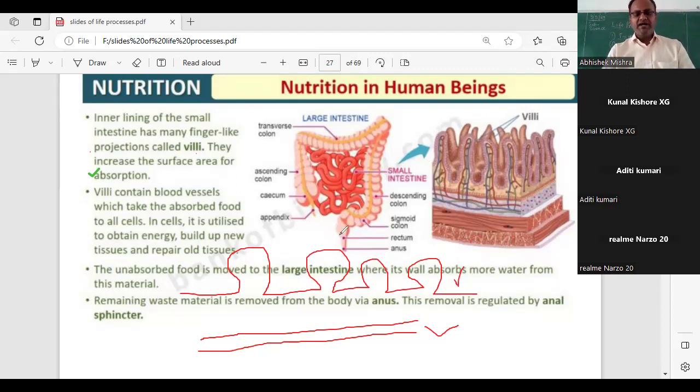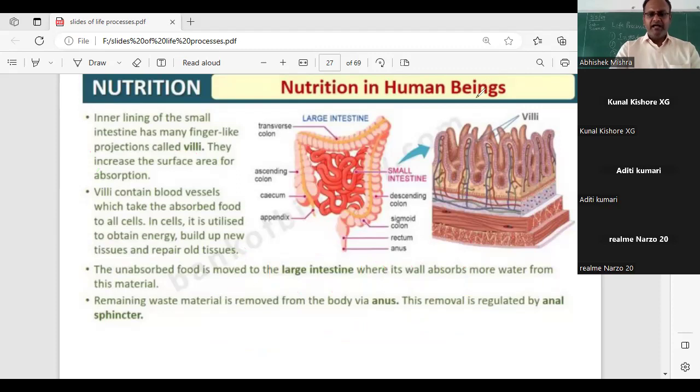Yes, that is why the wall of the small intestine is projected into numerous finger-like projections, and these projections are called villi. You can see over here. And these villi increase the surface area for absorption of the food. So that is why this part is very, very important.